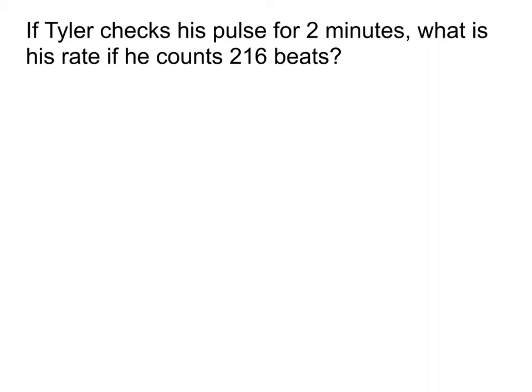A lot of it is familiar ideas, but there are some subtleties that we do need to make sure we get down. So in this case, we see if Tyler checks his pulse for 2 minutes, what is his rate if he counts 216 beats? So in the course of 2 minutes, he counted 216 beats. Generally, when time is in there, we want to figure out how much it is per time. So in this case, we want to know how many beats he would be encountering per minute.